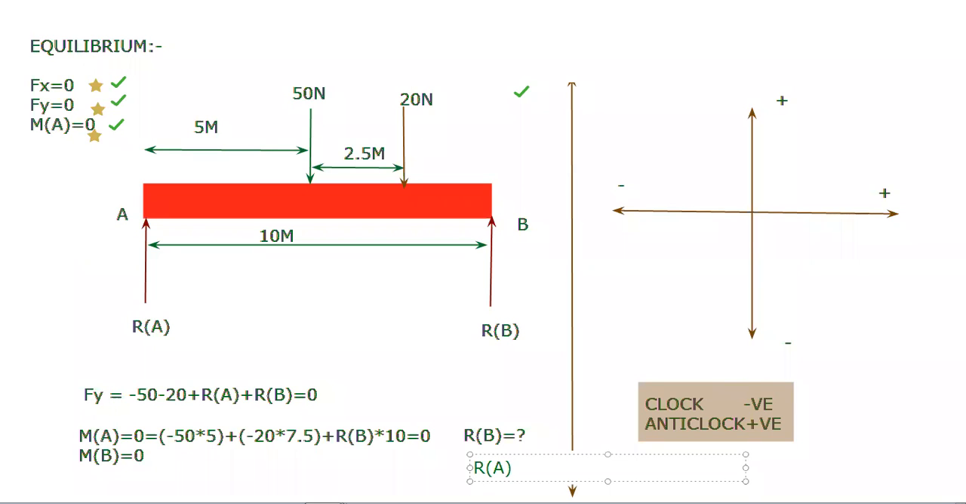Put the value of RB in first equation, that is this equation, equation number 1. So you can put this value in equation number 1 and you will get the value of RA. Okay, so you also solve this numerical in your assignment. This will be your last numerical for the assignment. You put the value of RB in equation number 1 and you will get the value of RA. So in this manner, you will get both values.